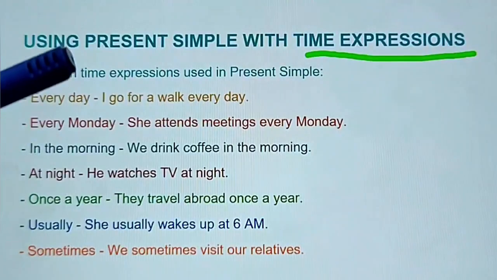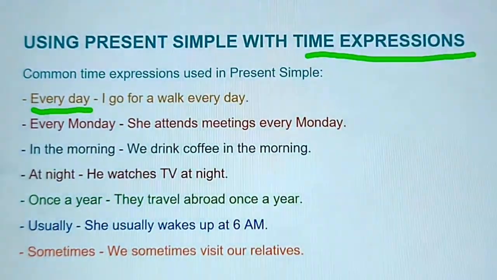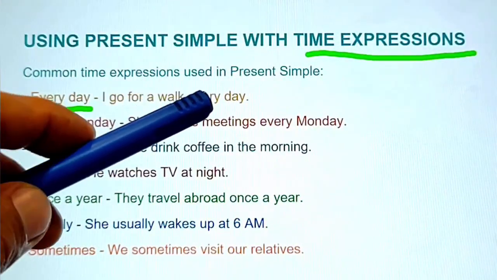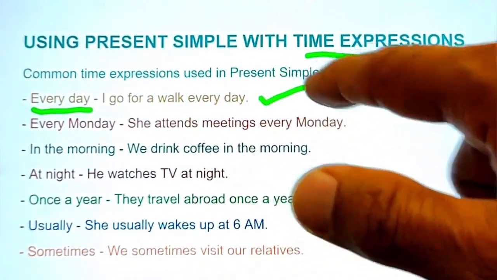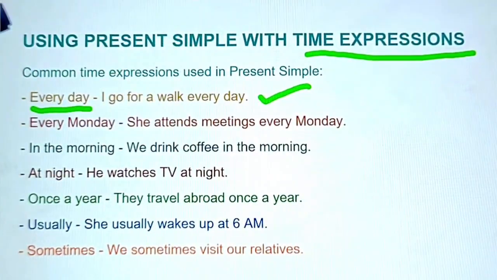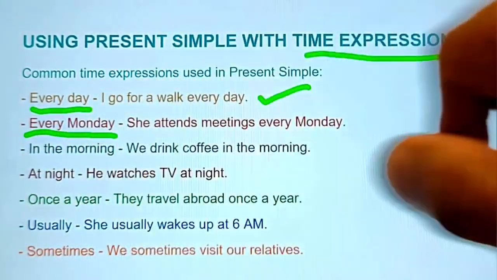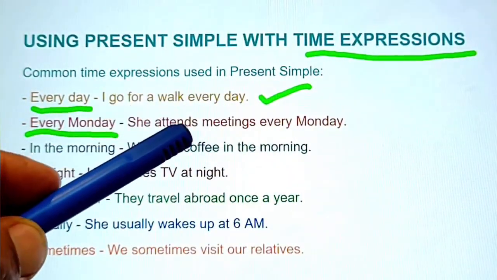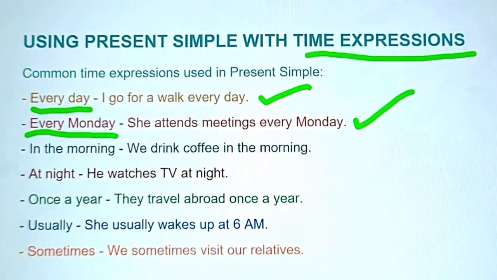The time expression we use here is every day in our sentence. For example, I go for a walk every day. This every day expresses the time, so this is the time expression. Next example we have here, every Monday. This describes the time expression. For example, she attends meetings every Monday. So this describes the time expression.